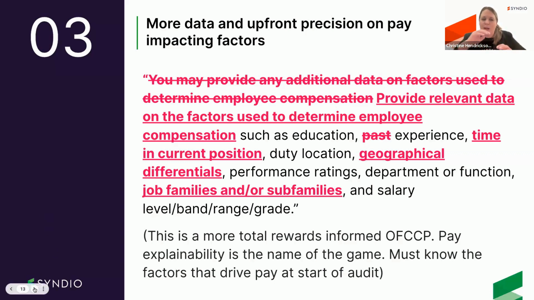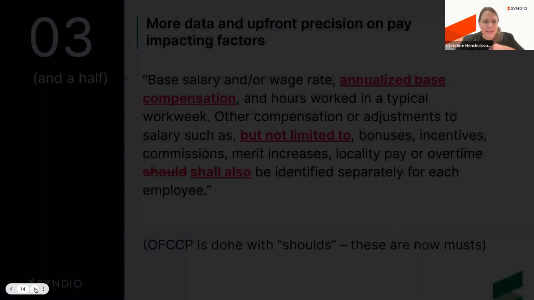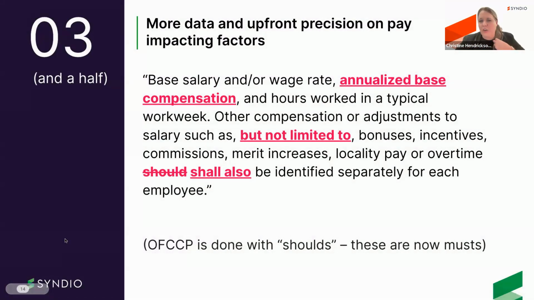I said that there was 3.5. The half change that we're seeing is that these are the must-haves. These are the things that you must provide. So you have to provide their base wage and their annualized base compensation. And other compensation like bonuses or incentives, but it says it's not limited to.